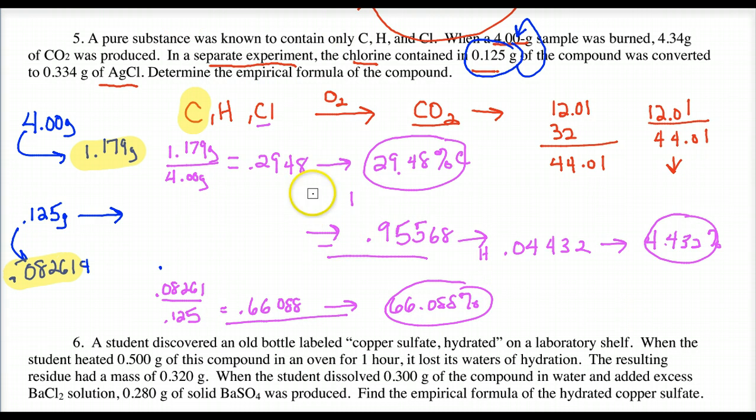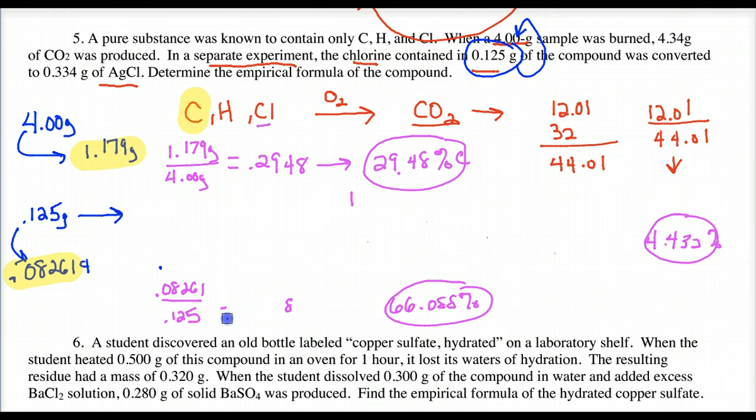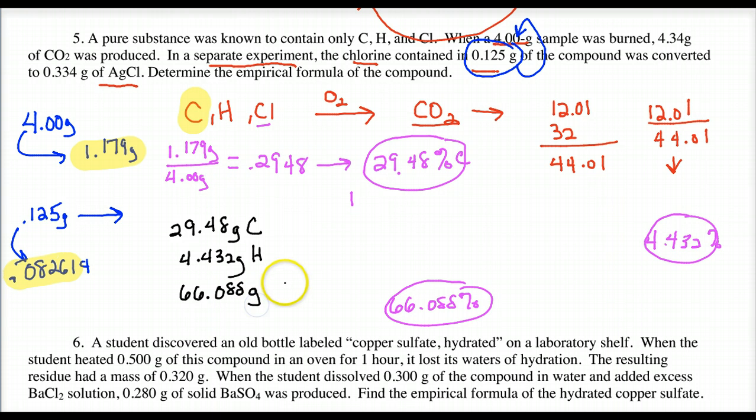Let's get some more stuff out of the way. It is clear to me that I did not give you enough space to work on this problem. So let's continue with another ink. And here we go. So we've got 29.48 grams. I'm assuming a 100-gram sample of carbon. I've got 4.432 grams of hydrogen. And I've got 66.088 grams of chlorine.